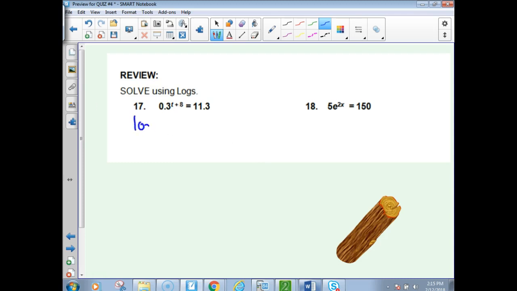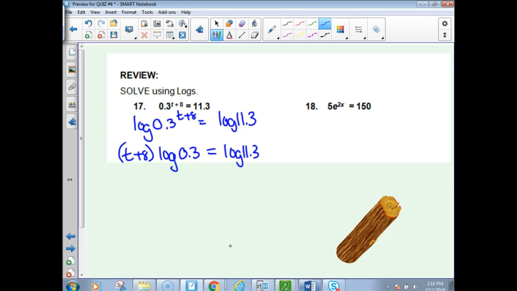So the first time here, I'm just going to rewrite it. So this is actually what you're doing. And then you're going to put the t plus 8, bring it out front using the power rule. And technically, it should be in parentheses. And I really hate writing the 0.3, but I'll do it. And then you would divide by log of 0.3.